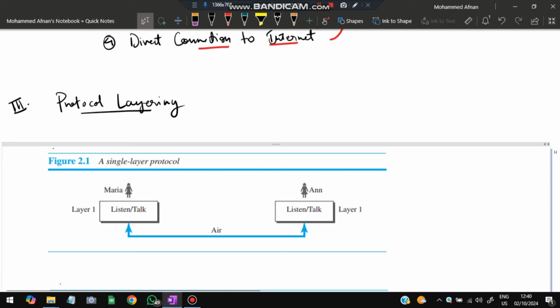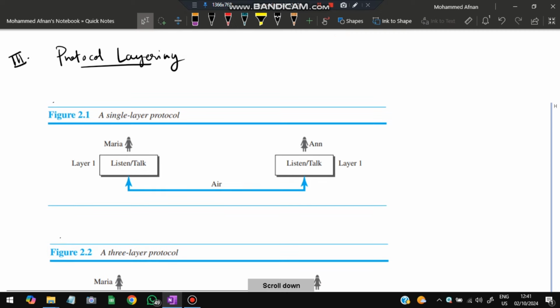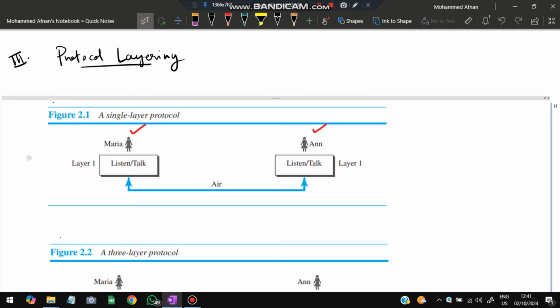The third topic from our five topics is protocol layering. So protocol means what? Rules. Okay, so now we are going to understand how exactly the communication happens. A communication happens between the source and the destination. Let's suppose Maria is the source and Anne is the destination. Now Maria is talking to Anne here, so the communication medium is air, and direct communication is happening between them, and they live in the same locality.